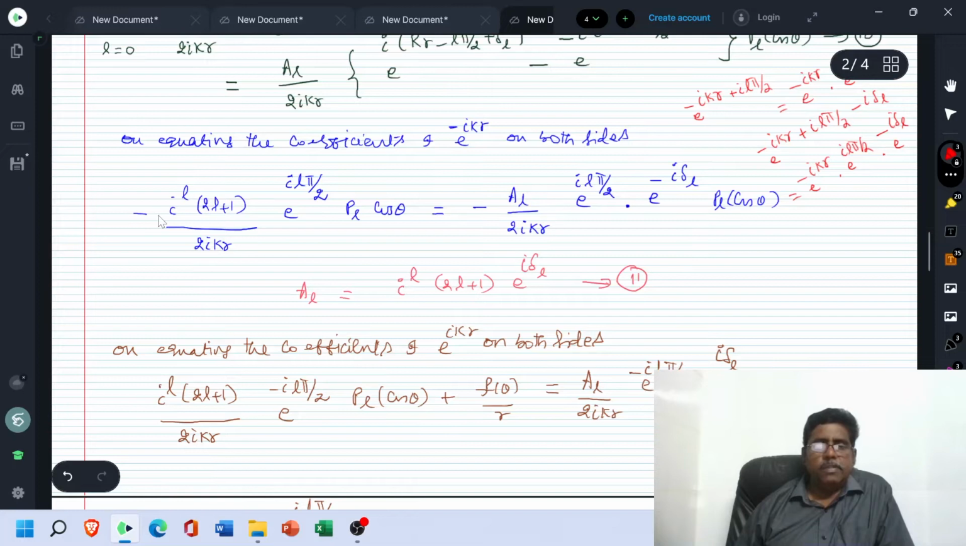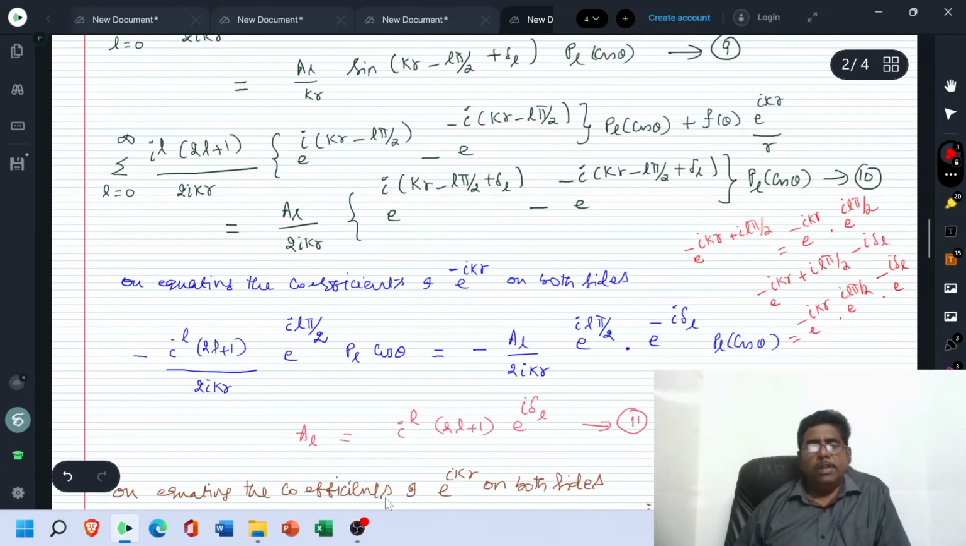Minus minus cancelled out. Here the 2l+1 term and the i^l term are present; such terms are not available here. So A_l is equal to i^l (2l+1). Additionally, the e^(-iδ_l) term is present here. Therefore, A_l should have e^(+iδ_l). If you put these values instead of A_l, the left hand side is equal to the right hand side. Therefore, the value of A_l is this much.